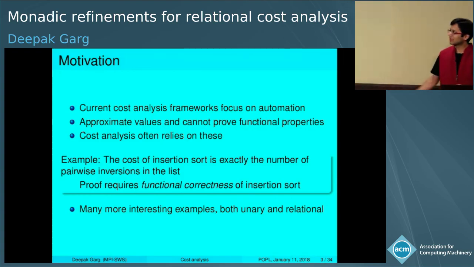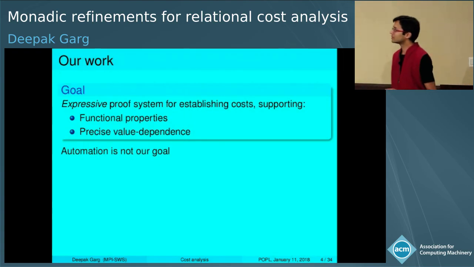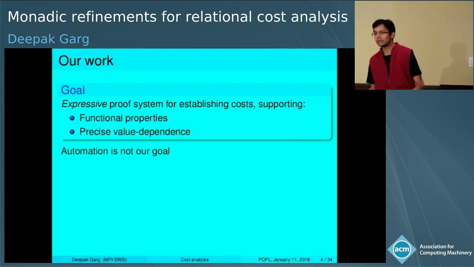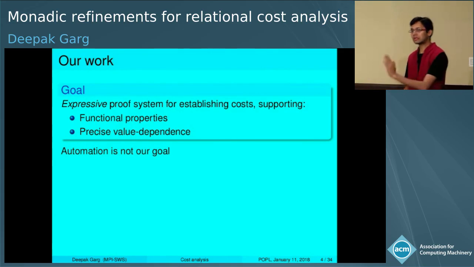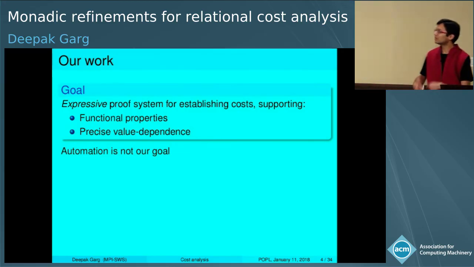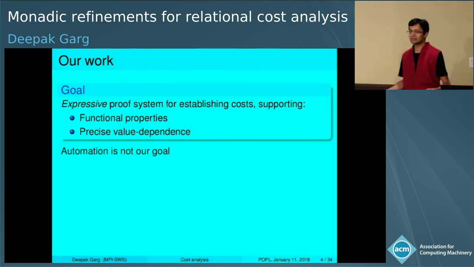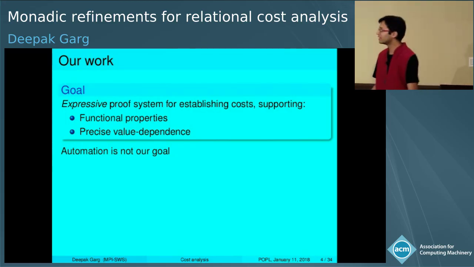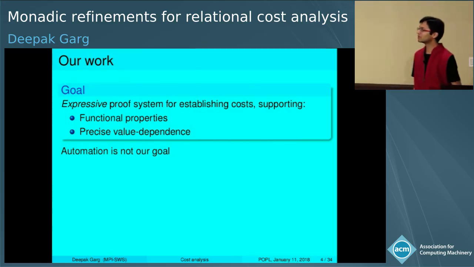So this then basically brings me to what we are actually trying to do in this work. Our goal is not automation, actually. Our goal is to study the other extreme, expressiveness. So we want to design proof systems that are very, very expressive. They establish cost, but at the same time, they support reasoning about functional properties, functional correctness, functional invariants, and we can reason about values very precisely.